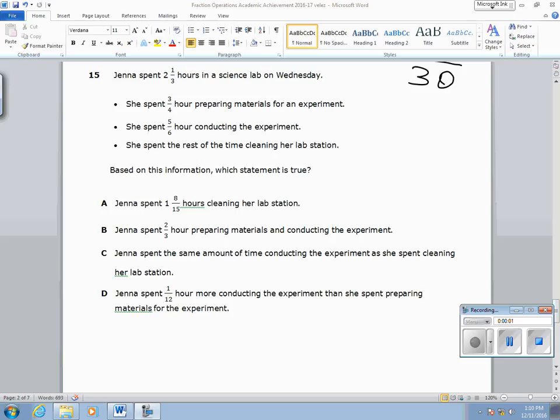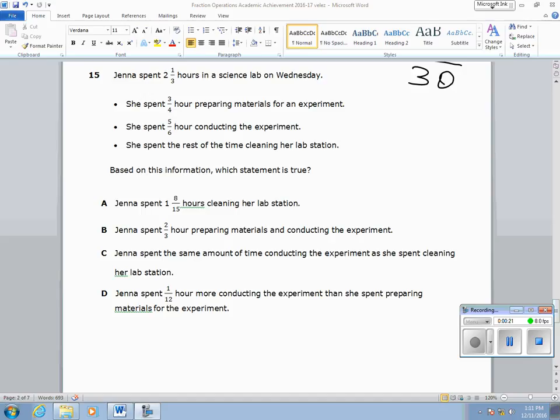Okay, let's look at number 15. It says Gina spent 2 1/3 hours in the science lab on Wednesday. So that was the total. She spent 3/4 hour preparing materials for the experiment. She spent 5/6 hour conducting the experiment. She spent the rest of the time cleaning her lab.